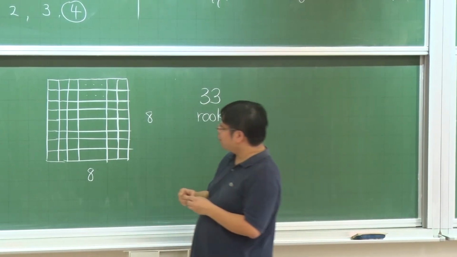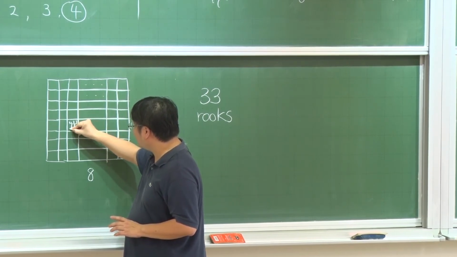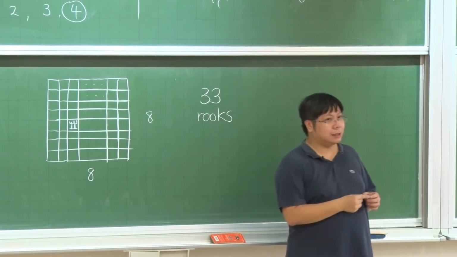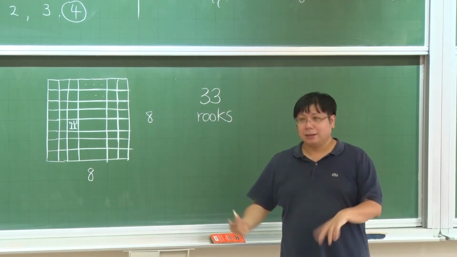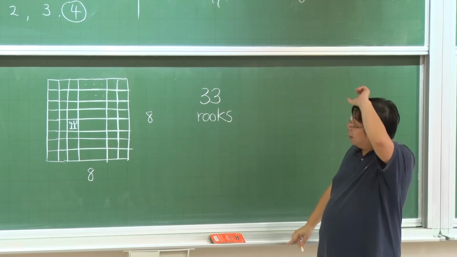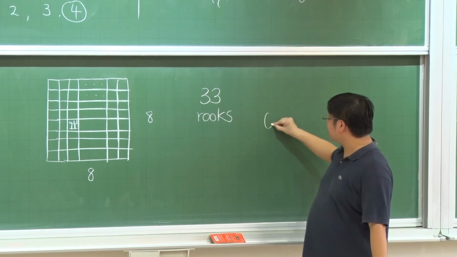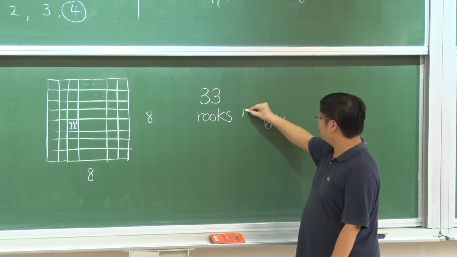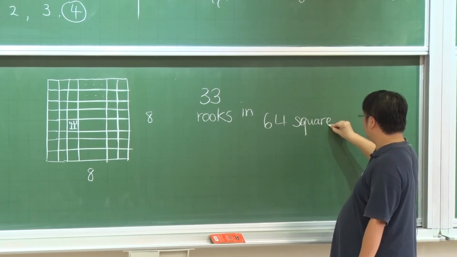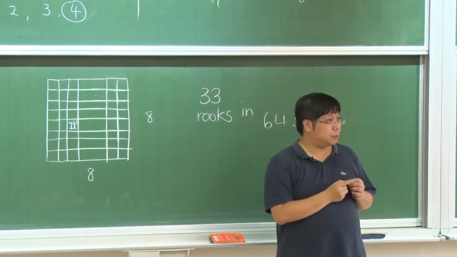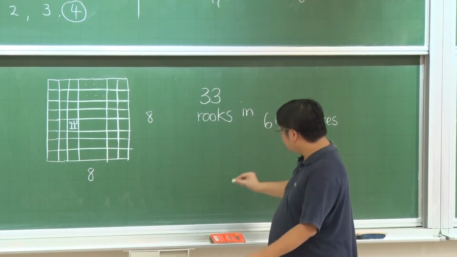Is that okay? If you place a rook here, a rook looks like this on an international chessboard. It looks like a castle, but it is called a rook. Suppose that we place 33 rooks in these 64 squares. We claim that we can always find 5 of them non-attacking.